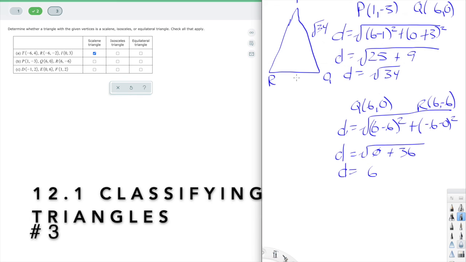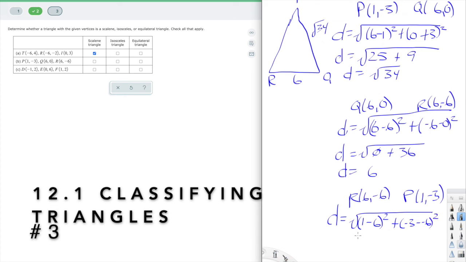Alright, so we know it's not equilateral. Sorry, I keep saying that funny. Alright, let's go R and P. So R is 6 and negative 6, and P is 1 and negative 3. Distance equals, alright, so I get 1 minus 6 plus negative 3 minus negative 6, because it's a negative 6 there, squared. Alright, 1 minus 6, that's 5. 5 squared is 25. Negative 3 minus negative 6, remember that turns into a positive.